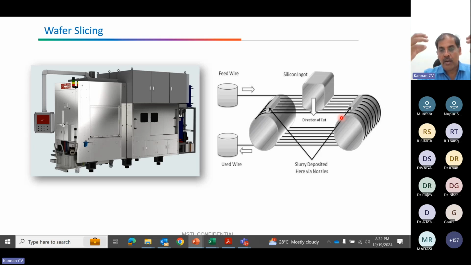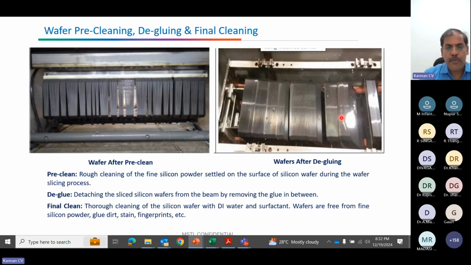Whatever silicon powder is generated during this process will be collected and used for battery applications. This is the pure silicon. And this is the wafering process. If you see here, after the wafering process, it will be like this. The wafer thickness will be 200 micron, because of the glass plate.